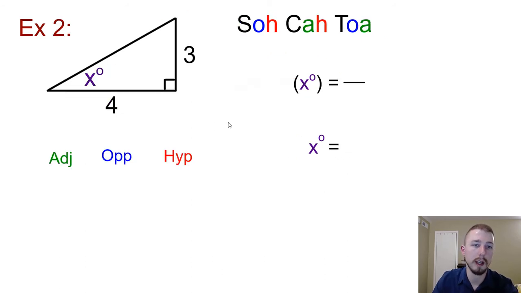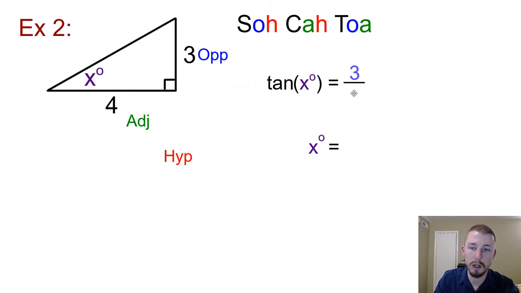So let's do another example here, just to make sure we know how to set it up. We're solving for the angle x again. So we have the opposite leg and the adjacent leg. So the trig function that relates the two legs is going to be tangent, opposite over adjacent. So we'll say tangent of x is going to be equal to 3 over 4.